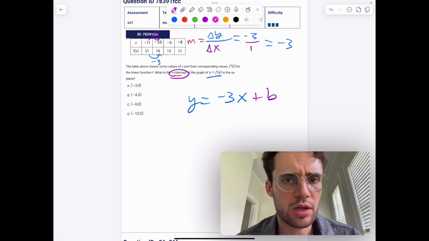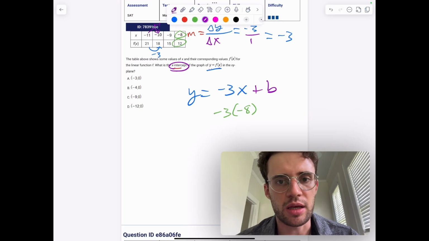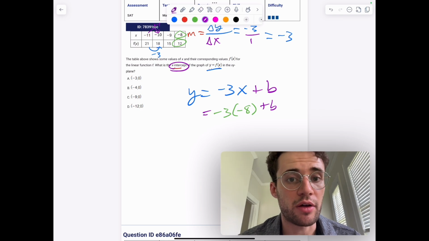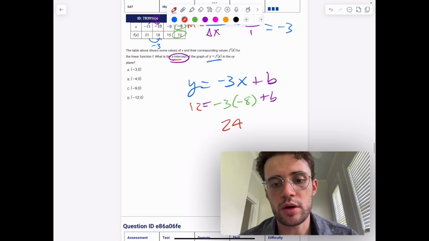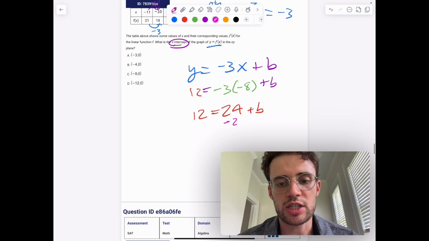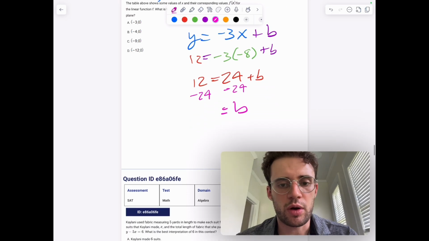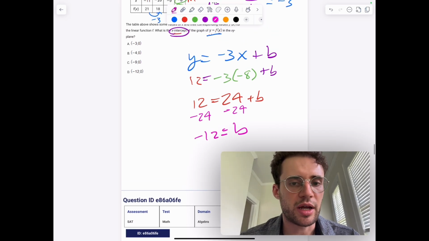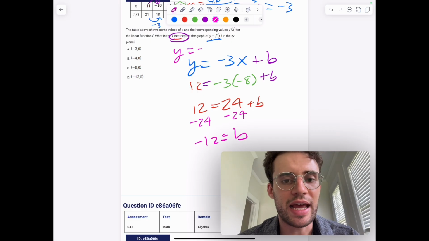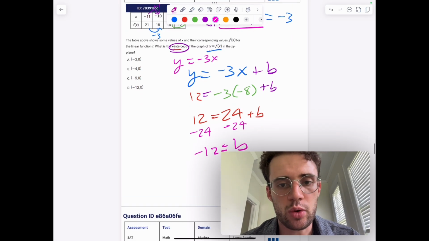I'm going to do the negative 8 and 12. So when x is negative 8, we get negative 3 times negative 8 plus b is equal to positive 12. Negative 3 times negative 8 is 24. So 24 plus b equals 12, which means we have to subtract 24 from both sides, or you could just think, what do you have to add to 24 to get 12? It would be negative 12. 12 minus 24 also gives you negative 12. So b is negative 12. So if we write out the equation, it would be y equals negative 3x, that's using that negative 3 slope that we found up here, plus negative 12 is the same as minus 12.